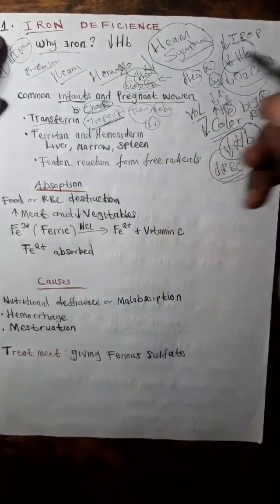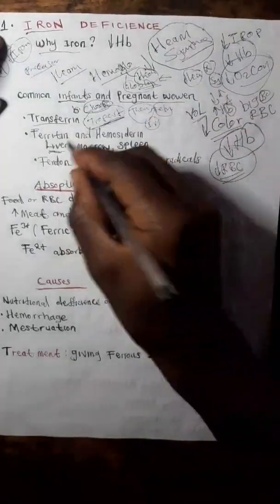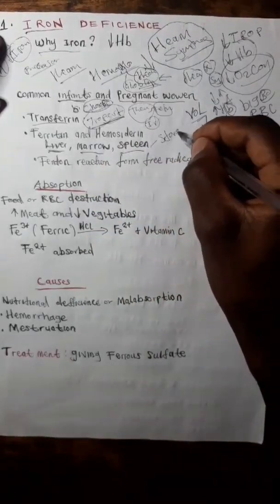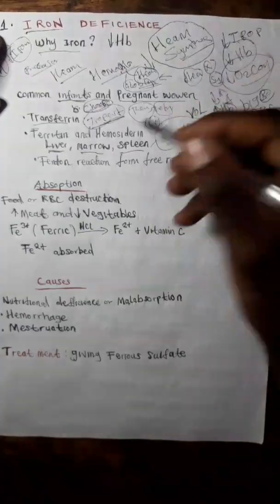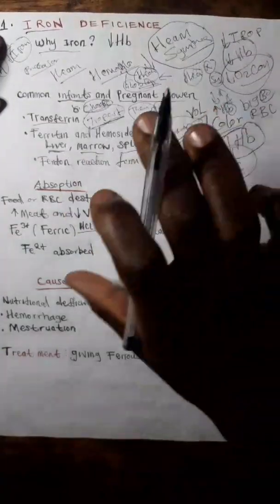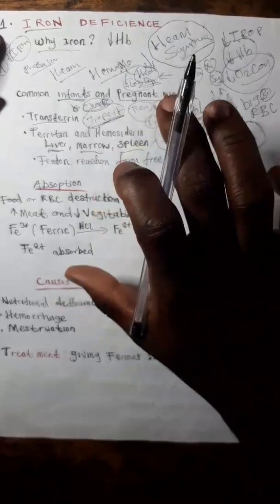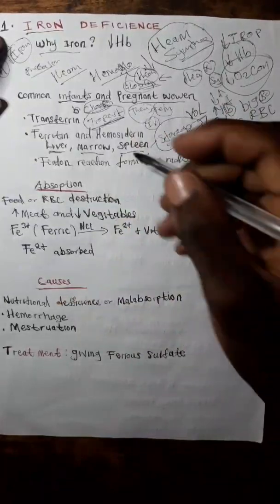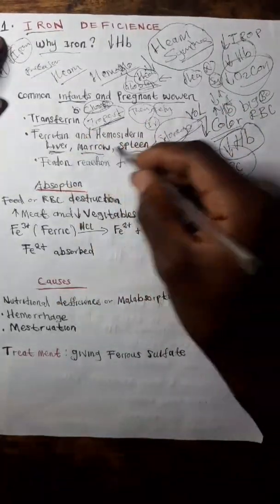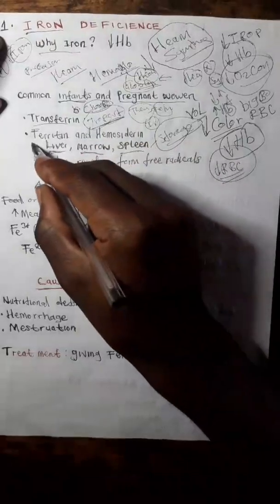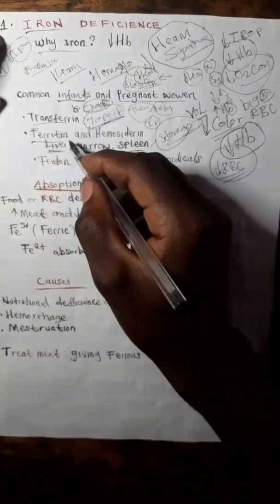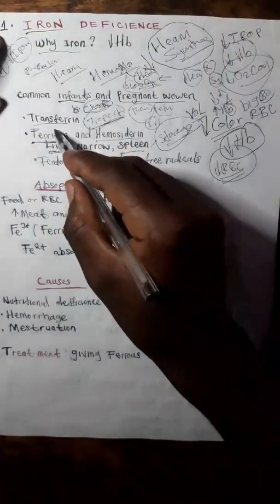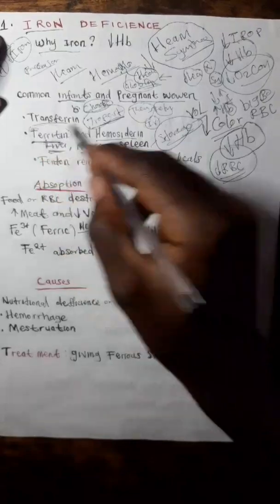To where? It transports to the liver, bone marrow, and spleen for storage. So transferrin transfers iron to the liver, the bone marrow, and also the spleen for storage. Iron in the liver, marrow, or spleen is stored in the form of ferritin and hemosiderin. The iron binds to these proteins in order to be stored.